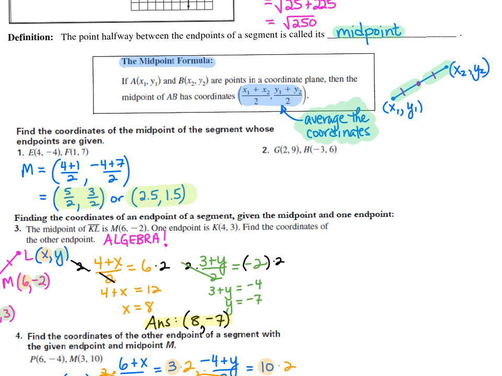I never want you to round fractions unless the problem states that you should round it to the nearest tenth or whatever it says. But because 5 halves is exactly the same as 2.5, and 3 halves the same exact thing as 1.5, I don't mind the decimal answer for this one.